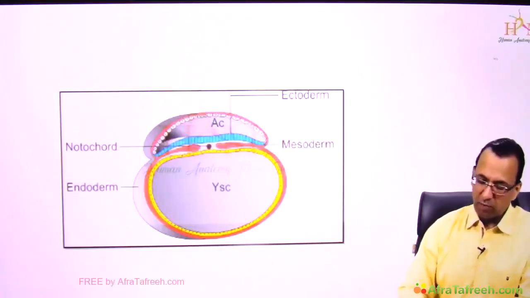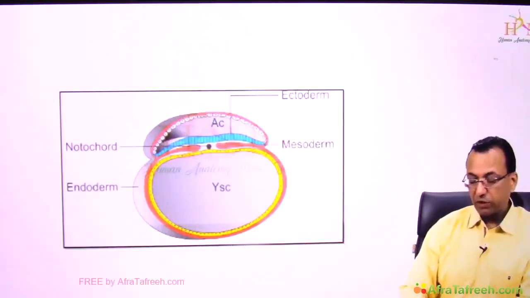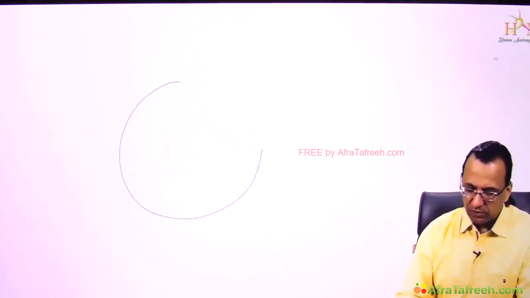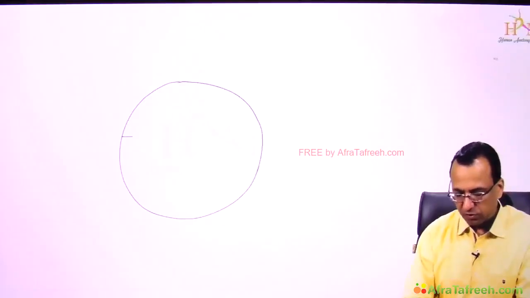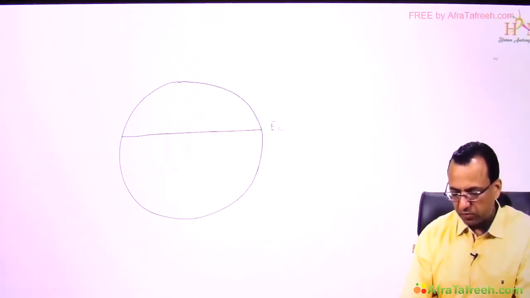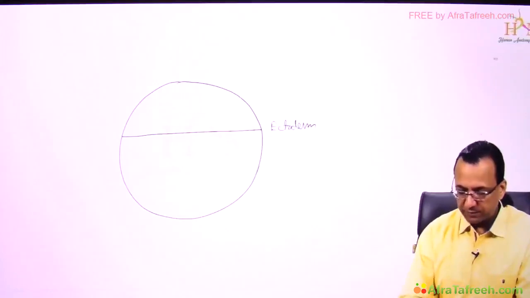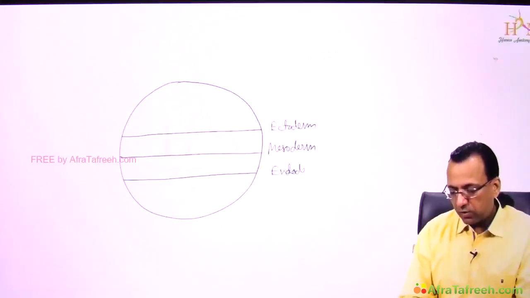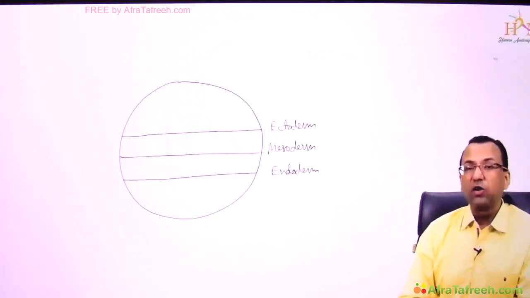Though we will also talk about mesoderm and endoderm, our focus will remain on the ectoderm. So let's do it. When you are drawing this diagram, which is a transverse section of the embryo, the most dorsal you are showing is ectoderm. And what is below that? That will be the mesoderm. And what is still ventral? That is the endoderm.